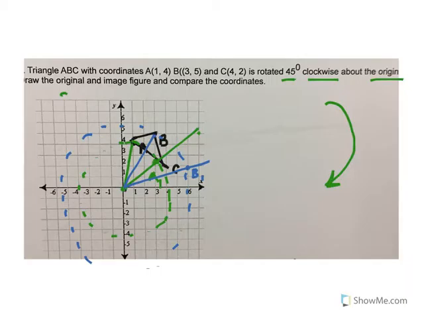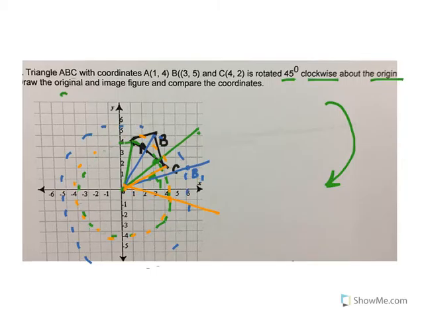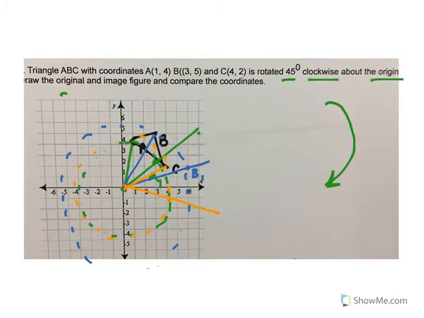Let's do the same thing for C. We connect C to the origin. That becomes the radius in our new fake circle. We use that line as our guide in order to find a 45-degree angle, which would be right here. Connect that line to the origin. Where that line crosses the fake circle becomes C prime. Okay. That becomes C prime.